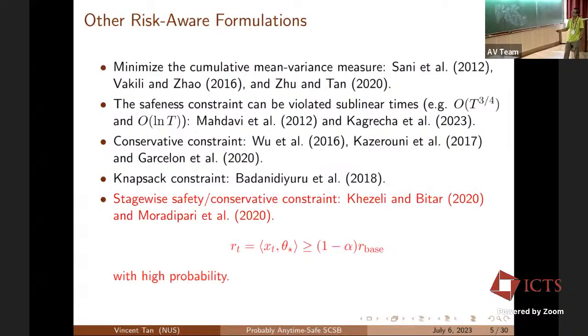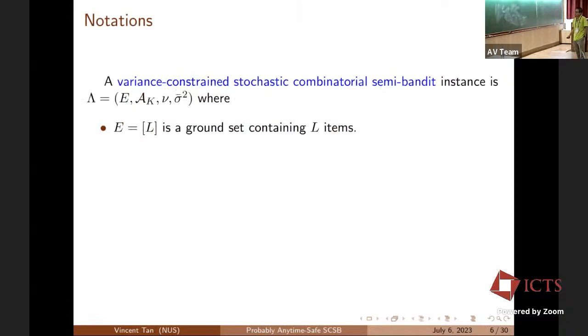And what is most closely related to our work is the following, where the reward can be expressed as a certain linear function of some unknown parameter theta star. And you want these rewards at each point in time to be at least a certain fraction of a base reward with high probability. We'll see that this is somewhat similar to our constraint, which I have not told you about. Okay, so let me now define a certain instance of our problem.